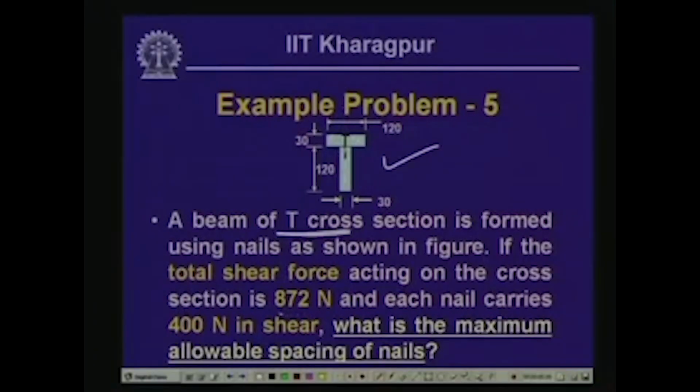Now, that particular spacing we will have to find out, so that the stress, we know the shearing capacity of these bolts, that these bolts are subjected to this much of shearing load, that 872 Newton is the shear force that the particular cross section is subjected to, and the nail has a shearing capacity which is 400 Newton. Then you got to evaluate the spacing, so that these particular bolts do not fail against the shearing stress.